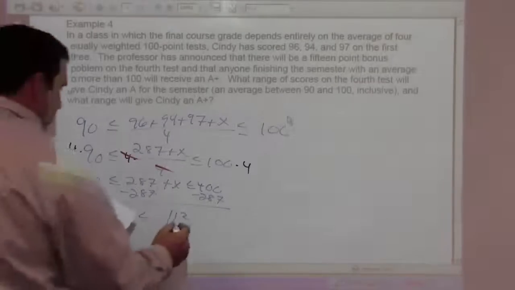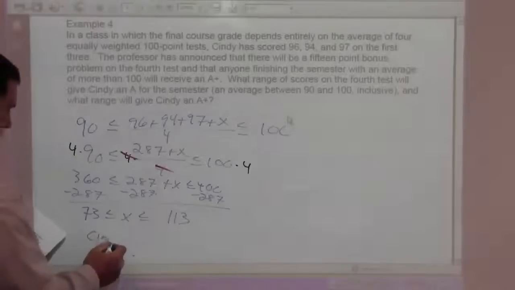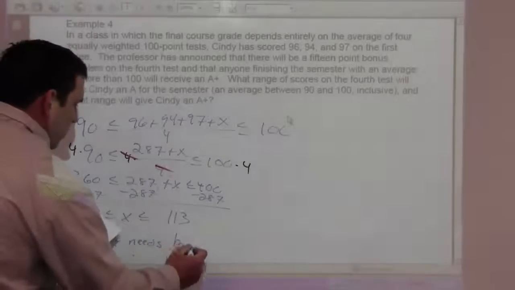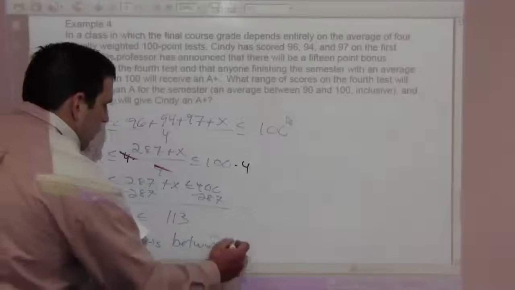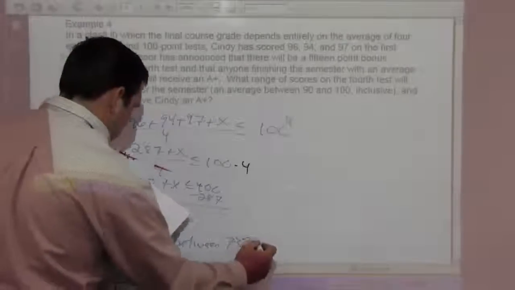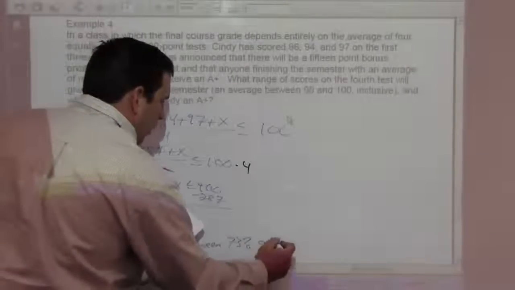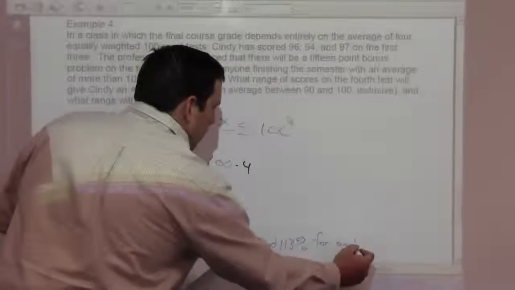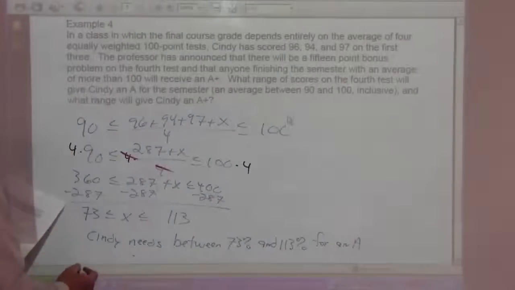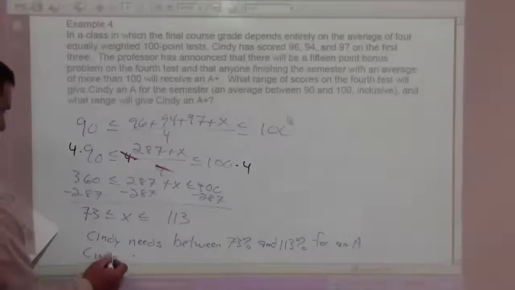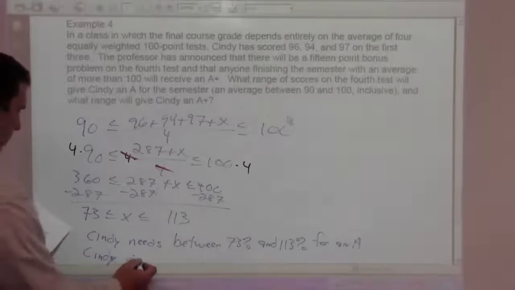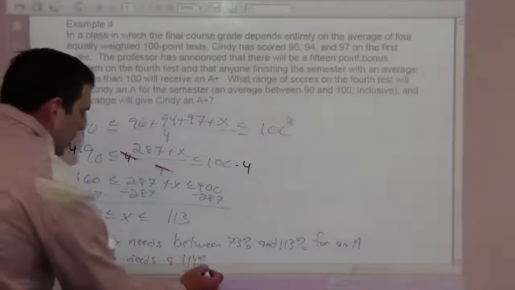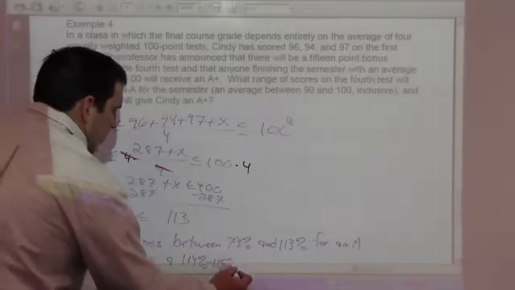So Cindy needs between a 73% and a 113% for an A. Cindy needs a 114% to 115% for an A+.